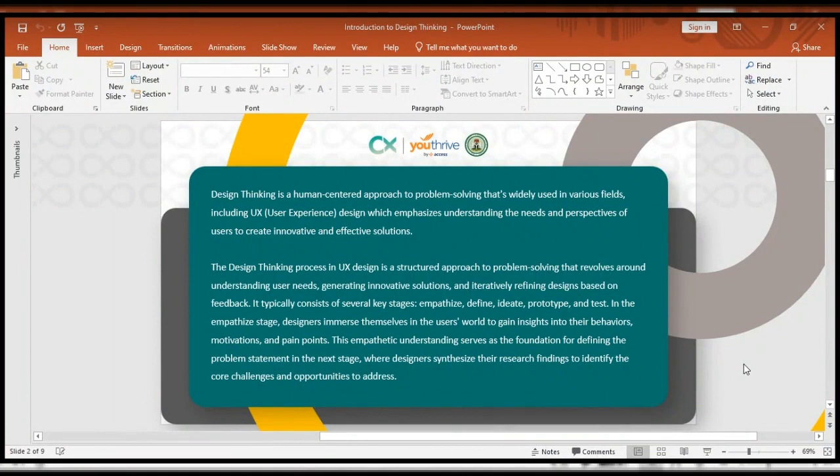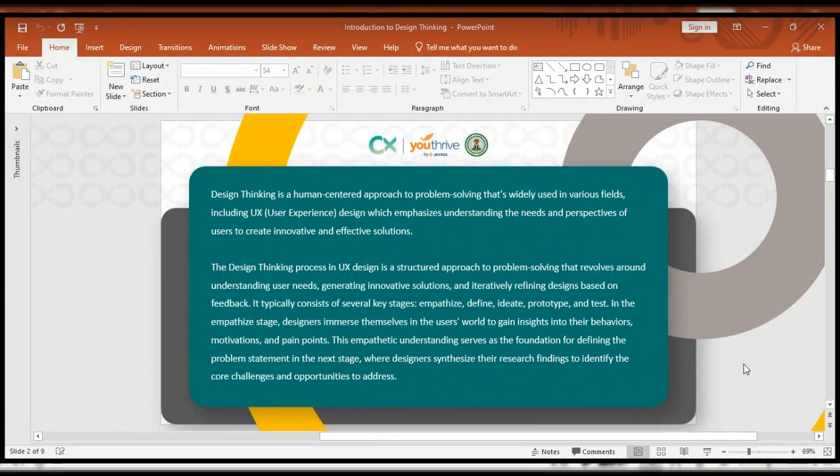It typically consists of several key stages. In the design thinking process, there are 5 stages that you need to follow to create a good product with great user experience for your user. The first stage is empathy. The second stage is define. The third stage is ideate, the fourth is prototype, and the last one is test. Let's summarize what these 5 stages are before we look into them bit by bit.